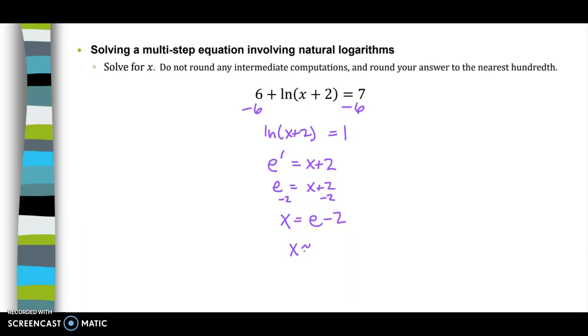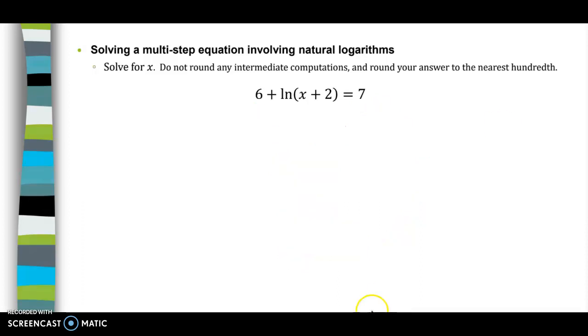So x is approximately 0.72, because e is just a number. E is 2.718. So we subtract 2 from that and we're going to get 0.718, about 0.72. Always plug it back in and check to make sure we're not going to get a negative number inside of the log, because we can't have a negative number inside of the log. Which we won't, and there's our solution. Okay, so there's one problem type.